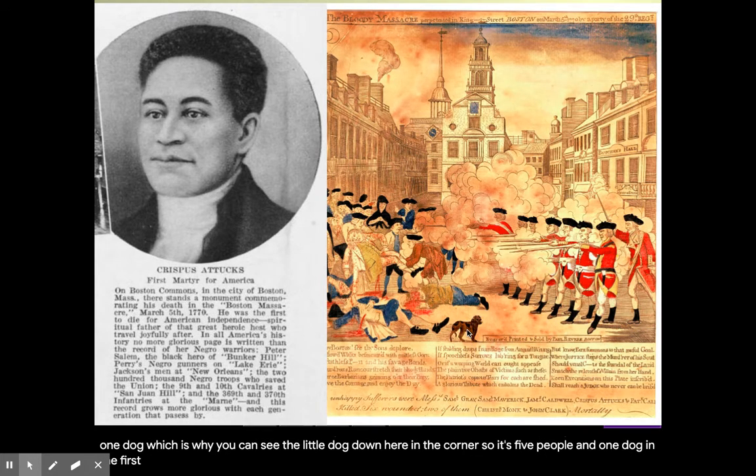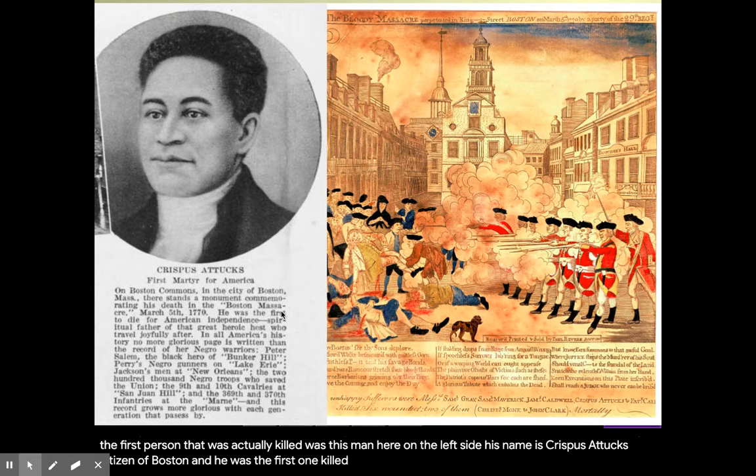And the first person that was actually killed was this man here on the left side. His name is Crispus Attucks. Crispus Attucks was an African American citizen of Boston, and he was the first one killed in the Boston Massacre.